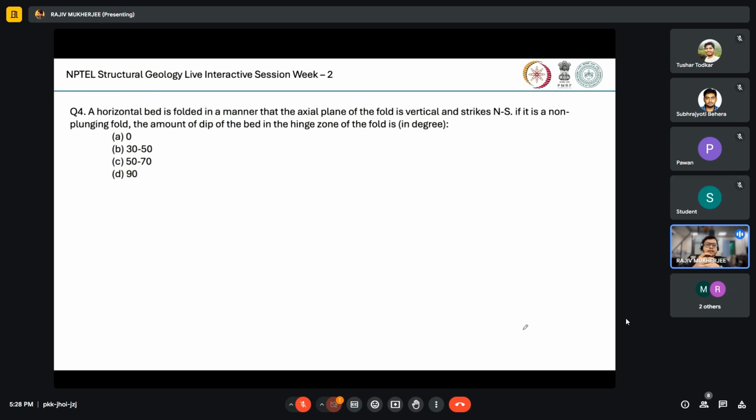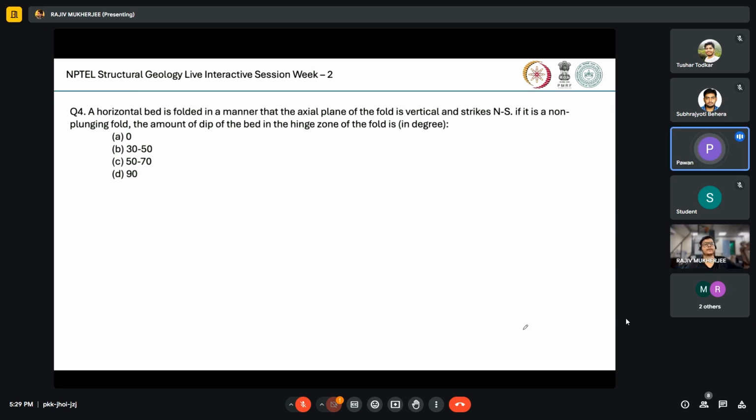Now let us see some of the other problems. So question number 4 is that a horizontal bed is folded in a manner that the axial plane of the fold is vertical and strikes north south. If it is a non-plunging fold, the amount of dip of the bed in the hinge zone of the fold is, the options are given: 0, 30 to 50 degrees, 50 to 70 degrees, and option D, it is 90 degree. So can you say which is the right answer?